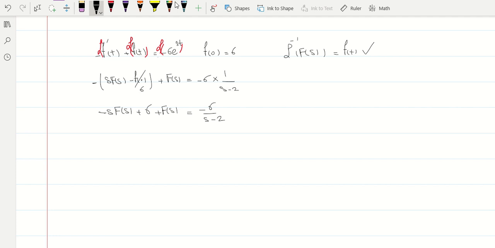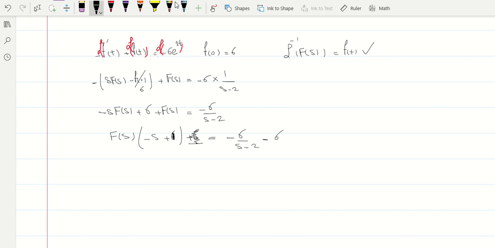Now, I want to factor out this equation by F(s). It would be F(s) times (minus s plus 1), which is the coefficient of F(s), plus 6, which is the value left, equals minus 6 over s minus 2. Now I want to move this plus 6 value to the right-hand side, which would get a negative sign if I move it. So I'm going to write minus 6 in here.